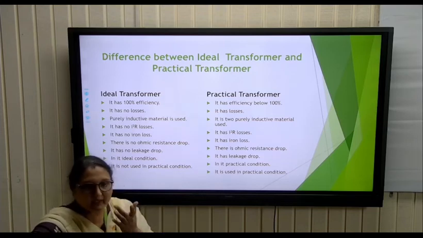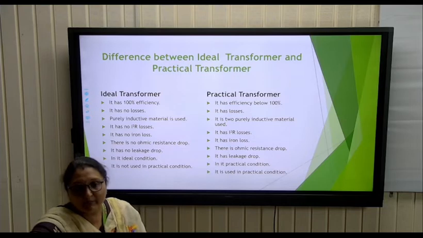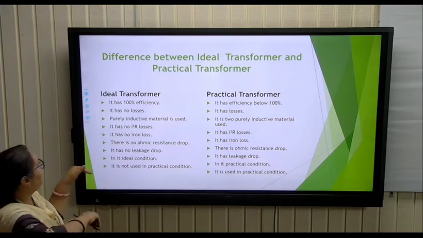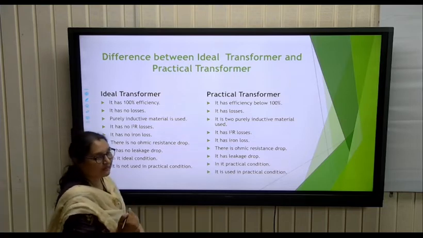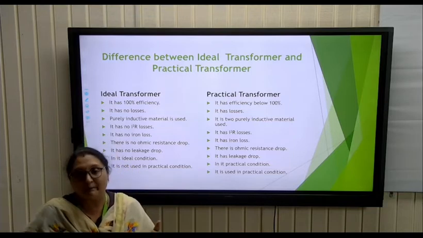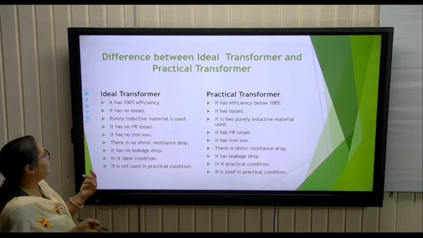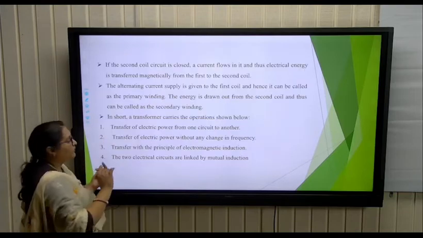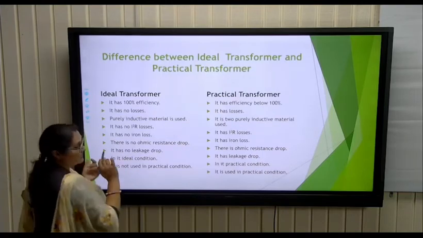As you know, there is nothing like ideal. So when you say that you have an ideal transformer, there are certain parameters on the basis of which we can do the comparison. The first one is the efficiency.